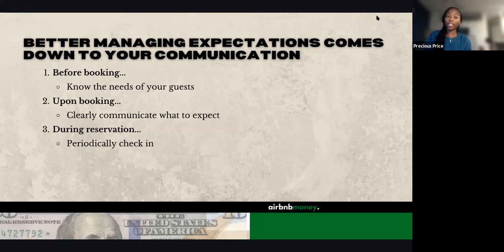So not only before they're booking, knowing their needs, but upon booking, make sure that you're clearly communicating what it is that they can expect from your listing, right? And what they cannot expect. I think that's another piece as well.